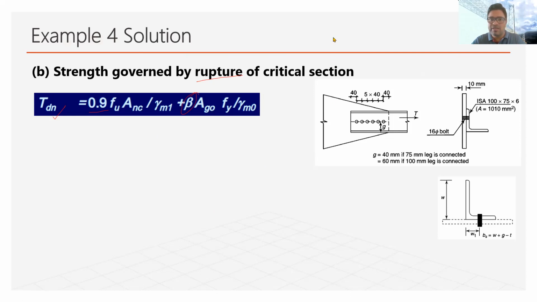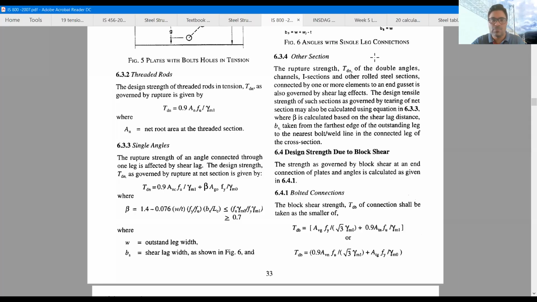First, I will show you the whole formula in the IS code. Here in the IS code, if you go to page number 33 and clause number 6.3.3, it says the rupture strength of an angle connected through one leg is affected by shear lag, and because of that we apply a factor, beta 1. You can see the TDN formula as the one I have shown you in the PPT, and to calculate the value of beta, this is the formula that is given.